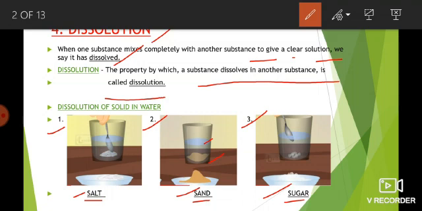So here we say that salt and sugar have dissolved. They are dissolved in water, but sand has not been dissolved in water. And so salt and sugar are called soluble substances. And on the other hand, sand is called an insoluble substance.